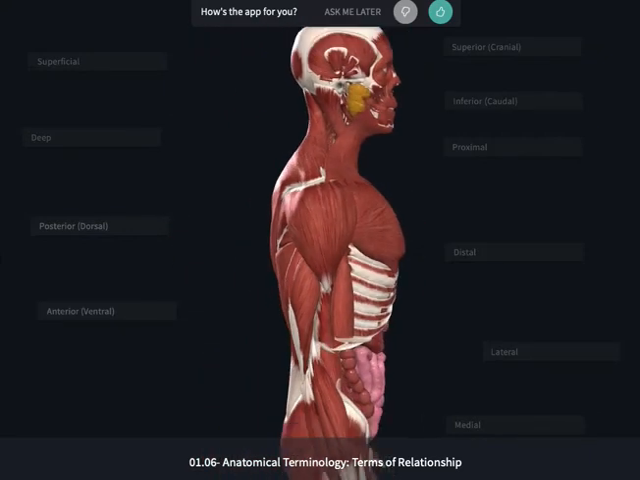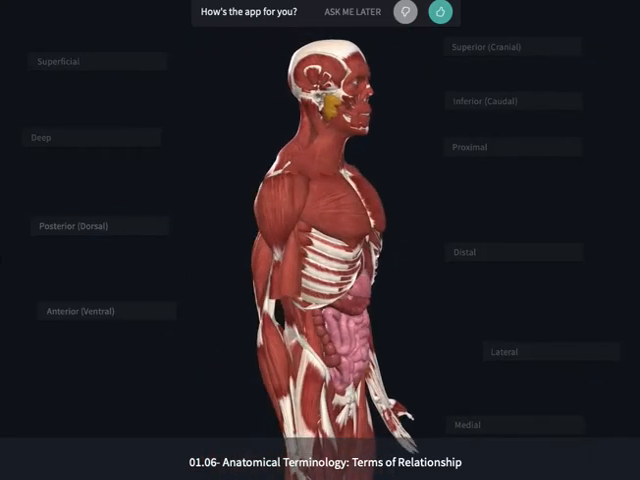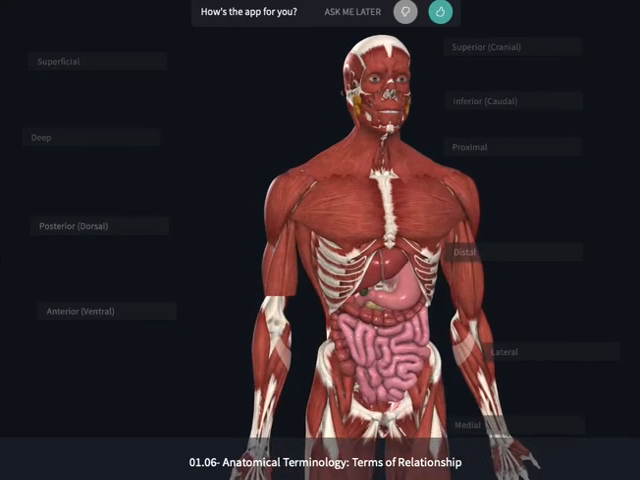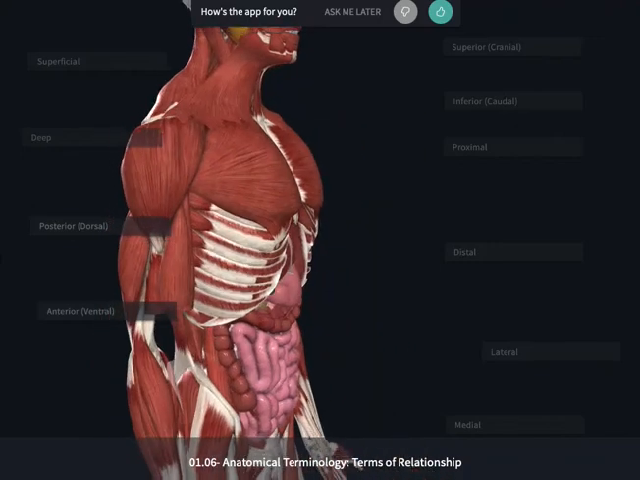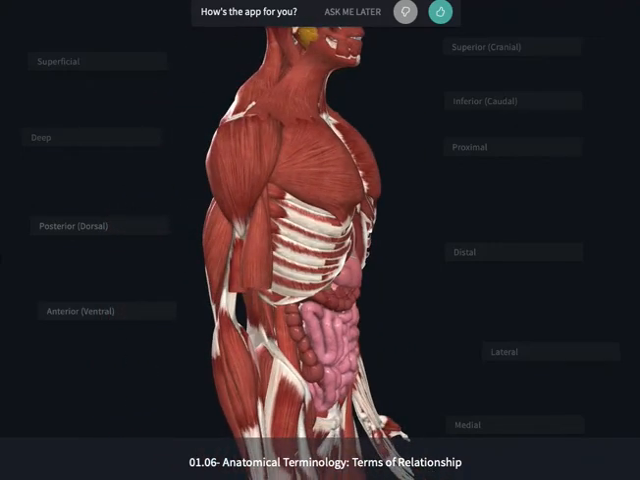So the posterior surface or anterior surfaces could also describe an individual organ or a compartment within a region of the body. For example, there are muscles more anteriorly located and those more posteriorly located.